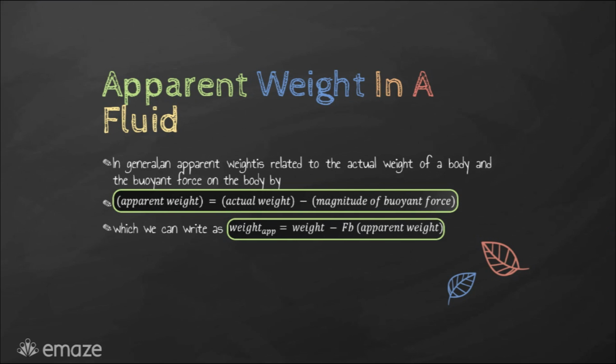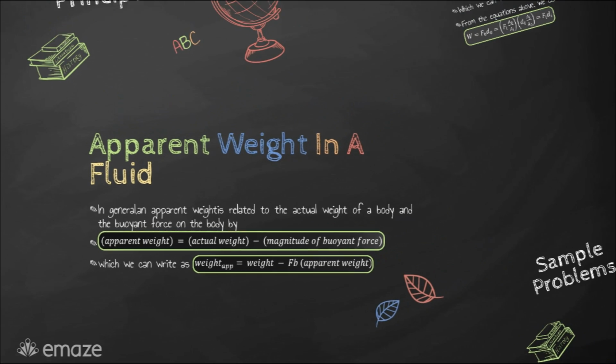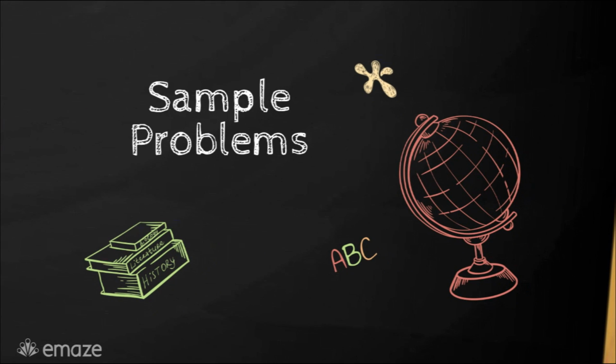Placing a stone on a calibrated scale gives us its weight. However, if done underwater, the upward buoyant force on the stone decreases the reading. This reading is then called the apparent weight. The apparent weight is equal to the actual weight minus the magnitude of the buoyant force. To understand more, let's try to solve some problems relating to hydrostatics.